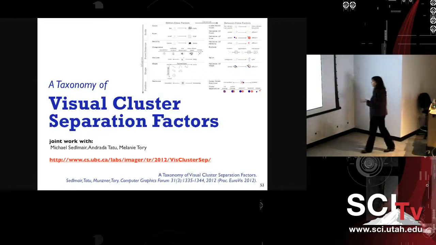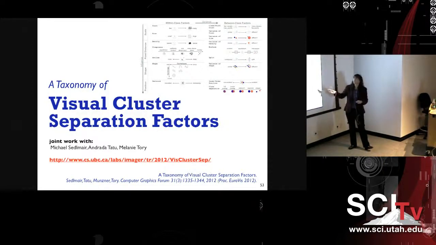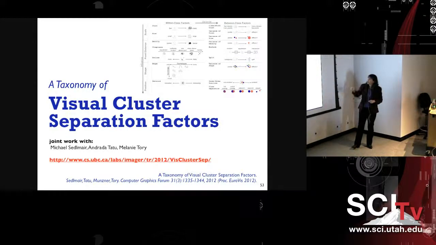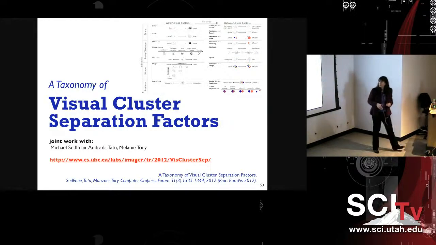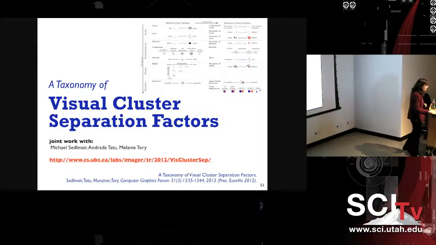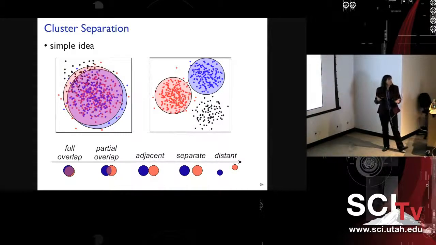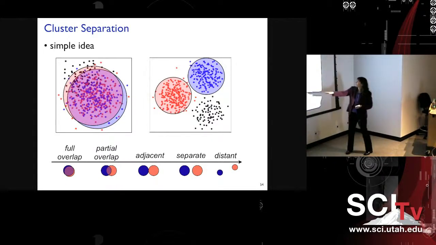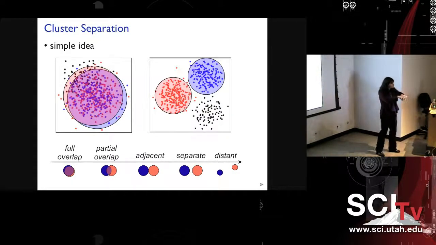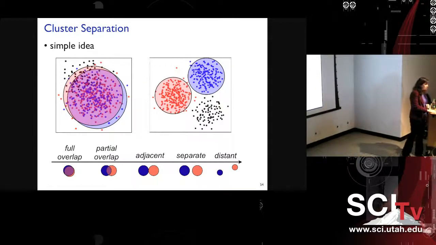So this was a fairly complex chain of events to get to this paper. It's a taxonomy of the factors in visual cluster separation. And this was joint work with Michael Sedelman, Tatu, and Tori. Now, there's a pretty simple idea of cluster separation, which is simply, are these clusters on top of each other or not on top of each other? And this is a judgment people can make fairly easily. And let's actually think about a whole spectrum from completely overlapping, partially overlapping, being right next to each other, separate, and then distant.